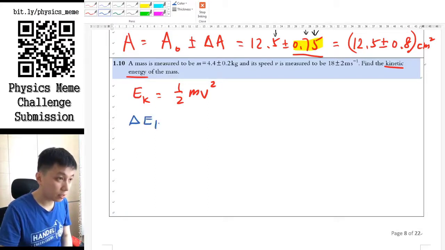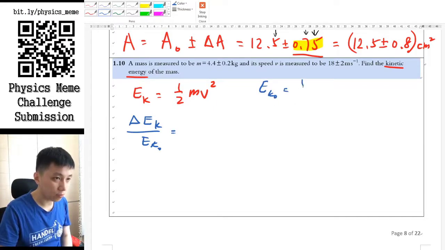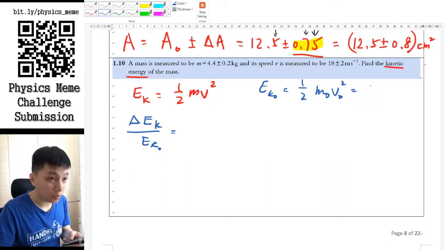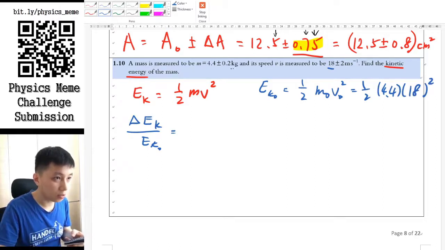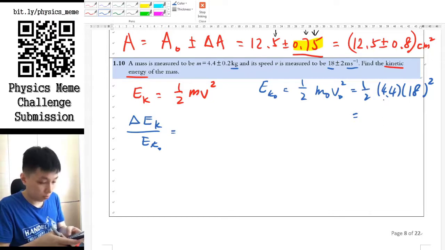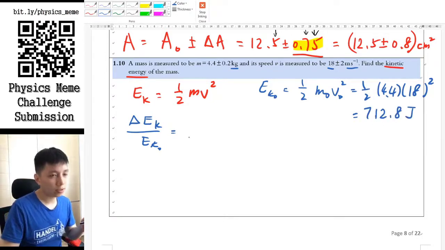So delta EK over EK log will equal to, actually I should do the log first. So that will be half m log v log squared. I will insist that you write the general equation first. So then half m log is 4.4, and you should also show the substitution. And v log will be 18, so 18 squared. The units are kg and meters, these are all SI units, so good to go. So then the log value, not the final answer, is 712.8 joule.